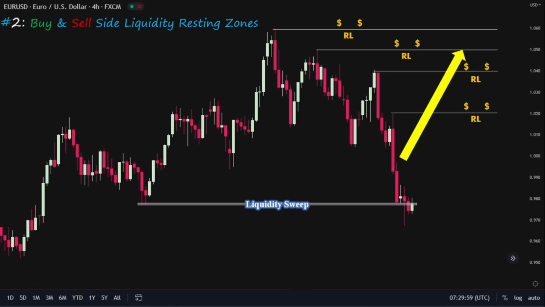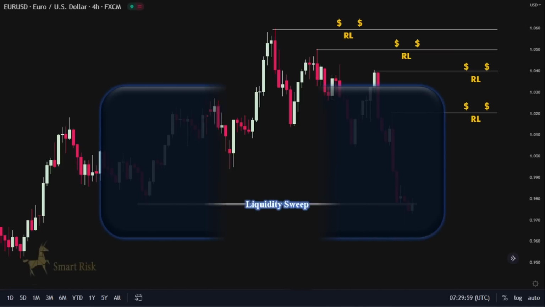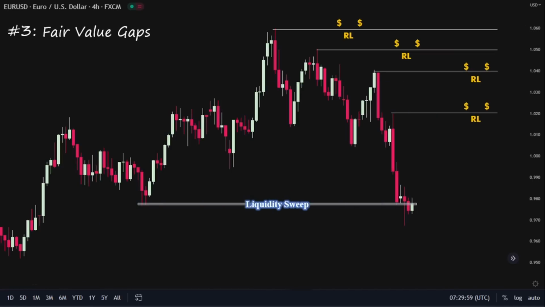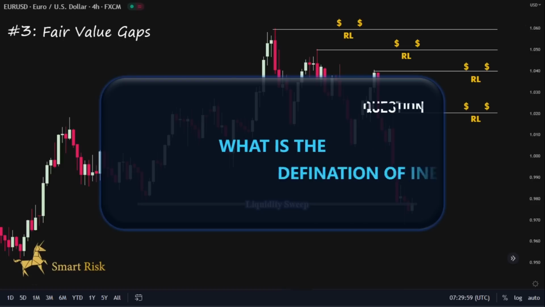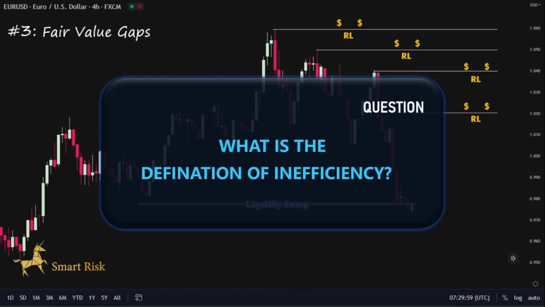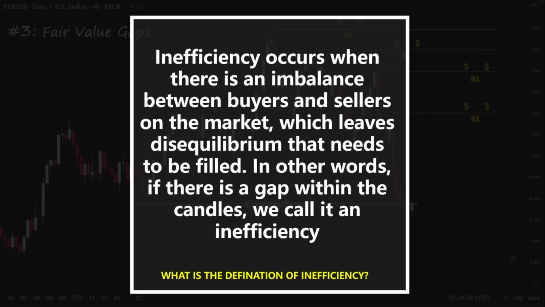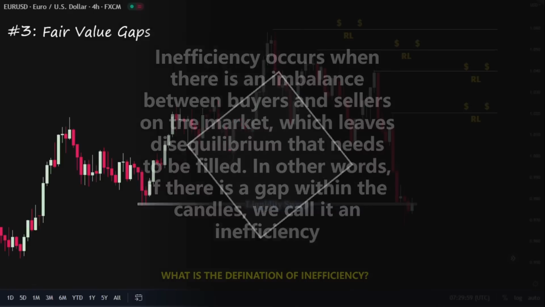The next key factor which we're looking for is fair value gaps. For a better understanding of FVGs, before explaining any definition, we should already know the meaning of inefficiency. So, guys, what is the definition of inefficiency? Inefficiency occurs when there is an imbalance between buyers and sellers in the market, which leaves a disequilibrium that needs to be filled. In other words, if there is a gap within the candles, we call it an inefficiency.